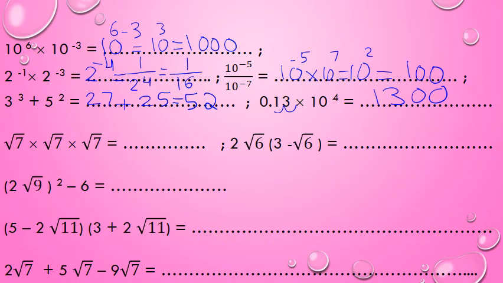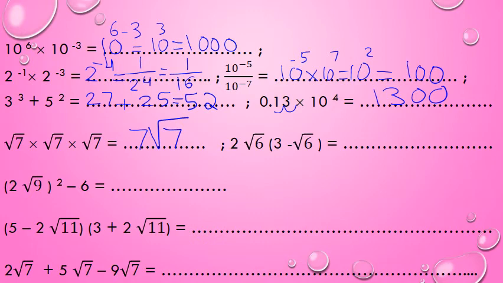Radical 7 times radical 7 times radical 7. Now we are multiplying square roots. Yes, Muhammad. Radical 7 times radical 7 times radical 7, it's 7 radical 7.